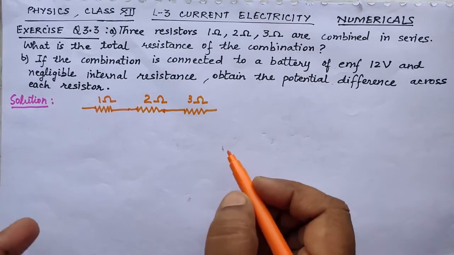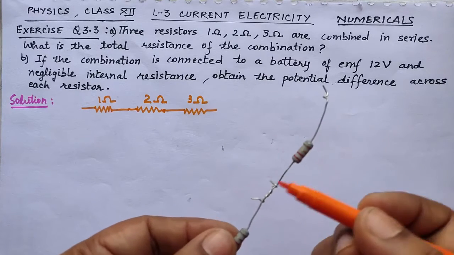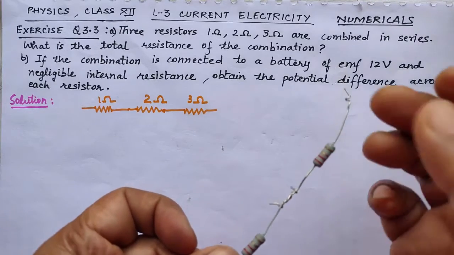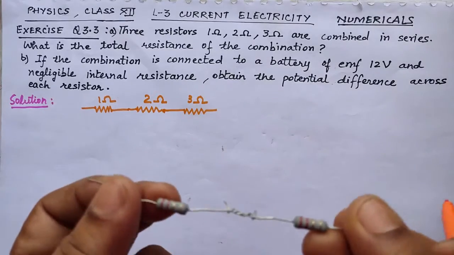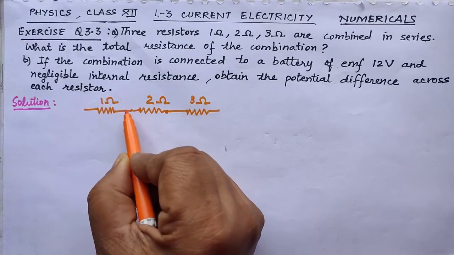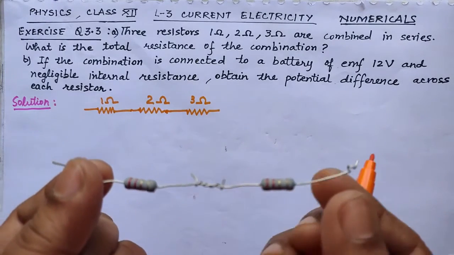And remember, what is series? When we have a resistance, one end of the resistance is connected to one end of the second resistance and the other 2 ends are not connected. This is the series and we are showing it like this. One end of this resistor is connected to one end of this resistor. So they are in series.